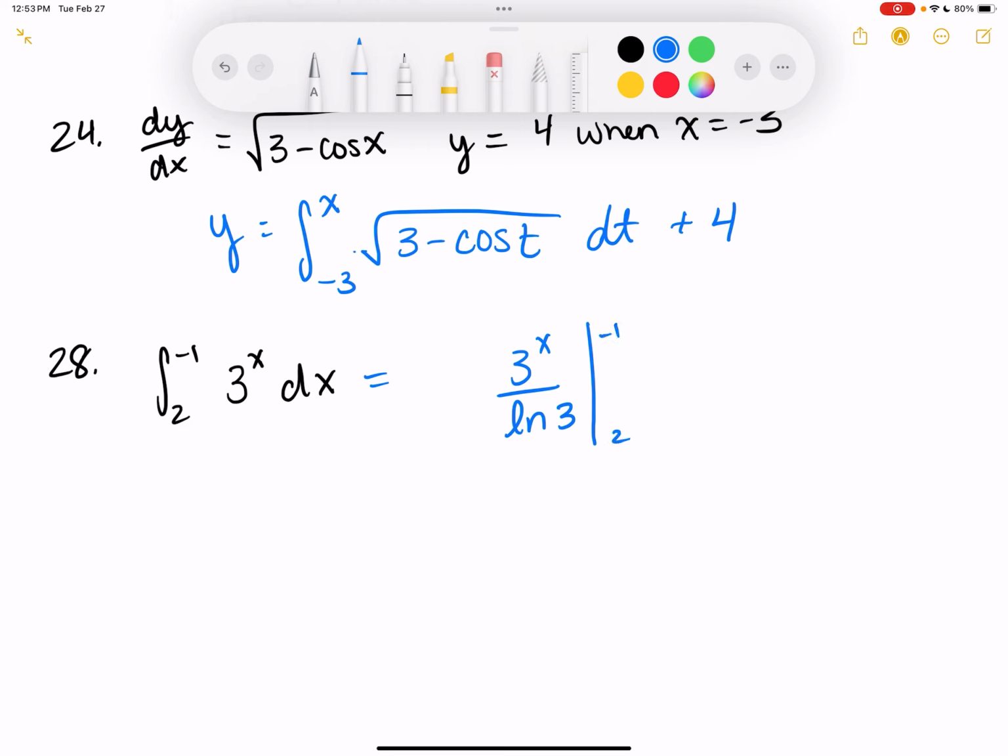Would you agree that 1 over the ln of 3 is just a number? Okay, so I can take it out. So 1 over the ln of 3 times 3 to the negative 1 minus 3 squared. Wait, what did you do there? I just took the 1 over the ln of 3 part out so that I wasn't having to deal with it. And then I replaced x with these parameters. Somebody multiply that through and figure out what that is.